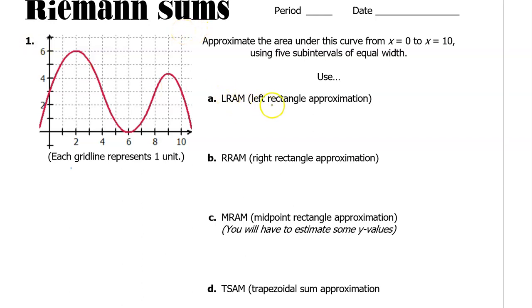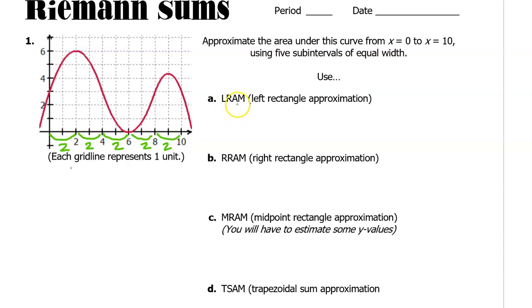Let's start with LRAM. This is the left rectangle approximation method. The directions tell us to approximate the area under this curve from x equals 0 to x equals 10 using 5 subintervals of equal width. So if we take the number line from 0 to 10 and we divide it evenly 5 times, then the intervals will be from here to here, from here to here, here to here, here to here, and from here to here. So obviously the width of each one of these intervals is 2 in every case.